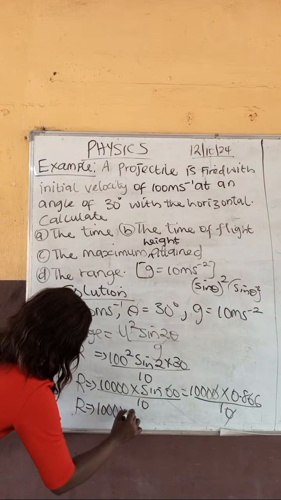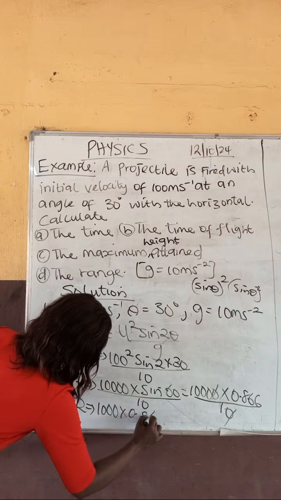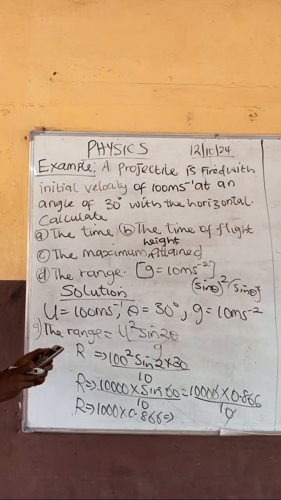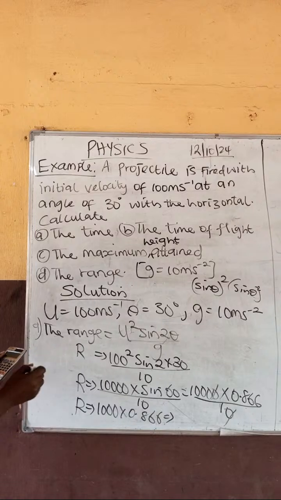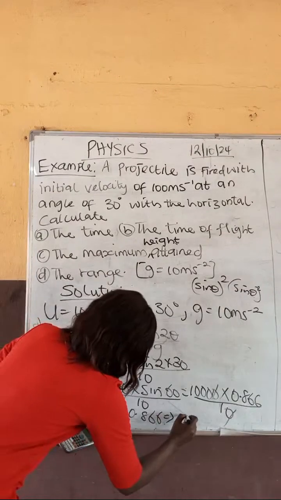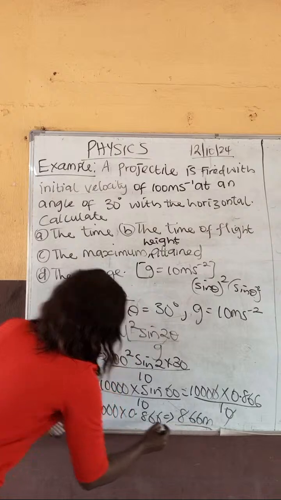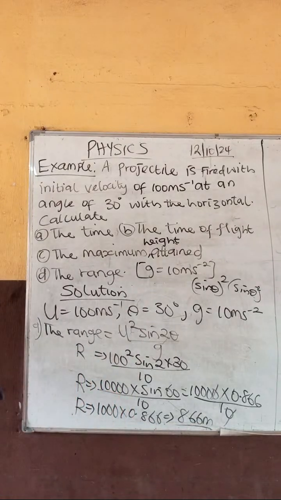This 0 cancels 0, and I have range is equal to 1,000 times 0.866. Okay? So I can use our calculator. 1000 times 0.866. So my answer is 866 meters. Now let me explain how I arrived at that particular answer.